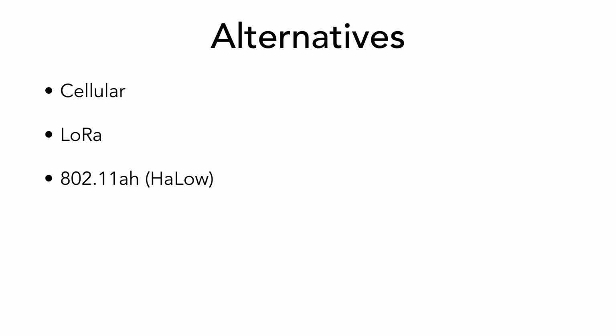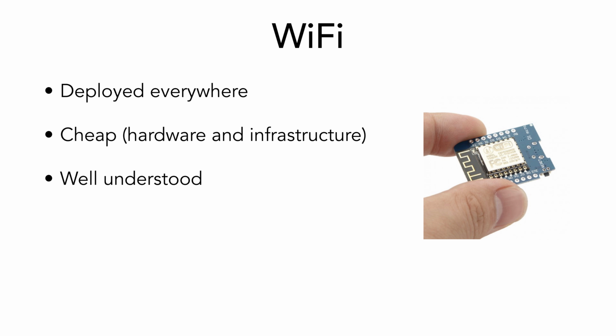The last option was 802.11ah, called HaLow. And this is an up-and-coming protocol that uses 900 megahertz, similar to LoRa, to extend the range. And all these solutions require extra hardware, extra cost. And Wi-Fi is just so cheap.